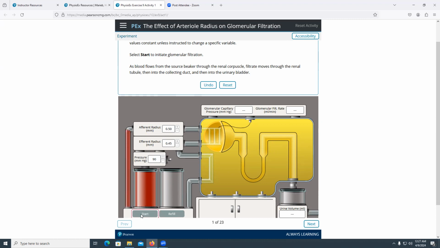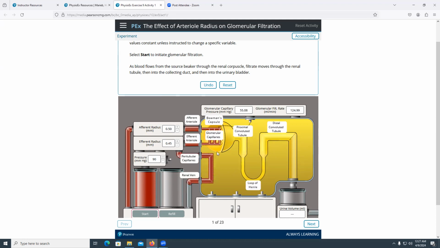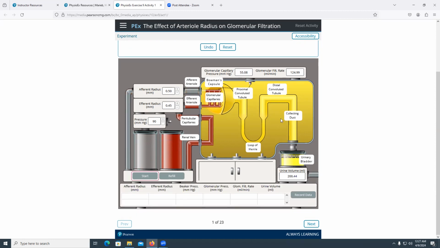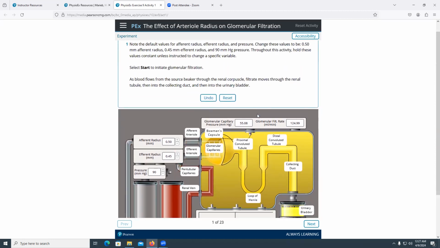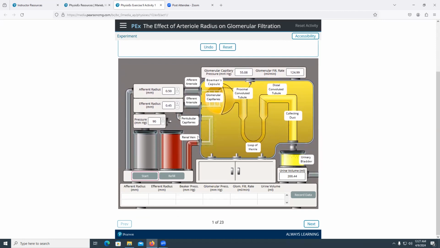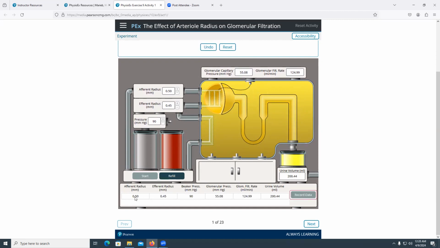We click on start and you see the afferent arteriole, the Bowman capsule, and then you see the filtration taking place, and that's the urine forming in the urinary bladder, and those are the peritubular capillaries. And that's the renal vein, and now this is the blood that has been filtered. And these are our values recorded. That's the last amount of urine stored, and that's our blood. So let's record. Now we have recorded.